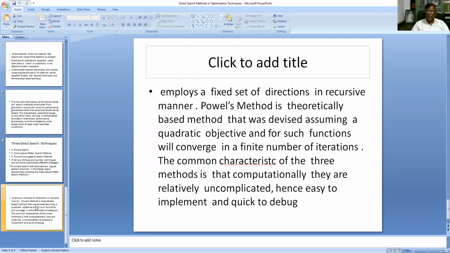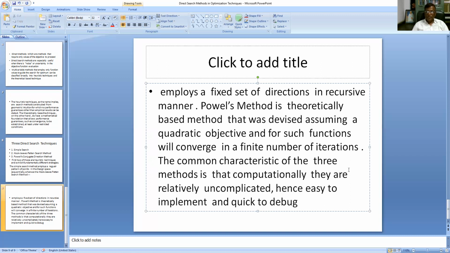The common characteristic of the three methods is that computationally they are relatively uncomplicated, hence easy to implement and quick to debug. I hope you have understood a little bit about what direct search methods are, how they are categorized, what is the significance, and how we proceed to a convergence decision, a convergent point, in case of solving industry problems.